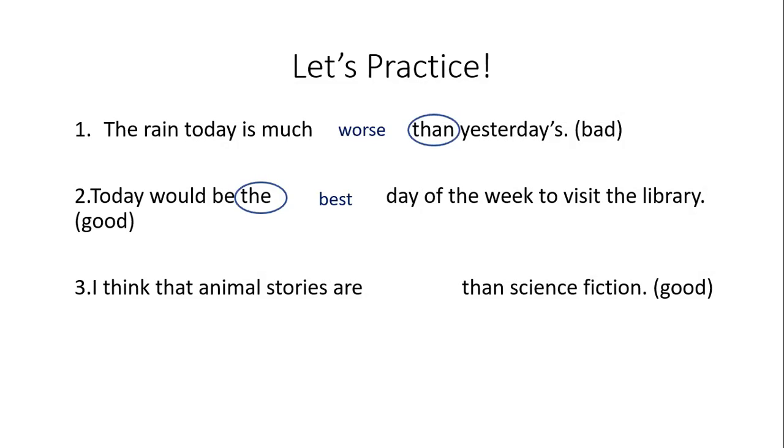Perfect. Number 3, I think that animal stories are blank than science fiction. Let's read the sentence for a minute. You identify that you see the word than. That's one way to do it. That's usually the easiest way to identify it. But also you know that you are comparing. What are you comparing here? You are comparing animal stories with science fiction. So you know that you're comparing two things. And when you're comparing two things, you need the comparative form. Good. That means, what is the comparative form for good? Please don't say gooder. Better. Yes, I think that animal stories are better than science fiction. You guys are getting this. Again, you can pause it and double check your work and go back again if you need to hear again what we're doing here. Okay?